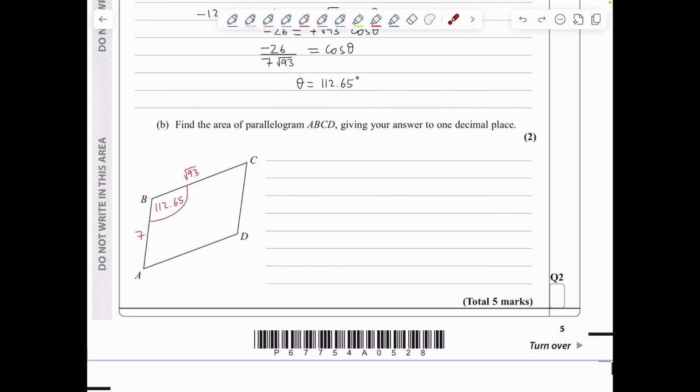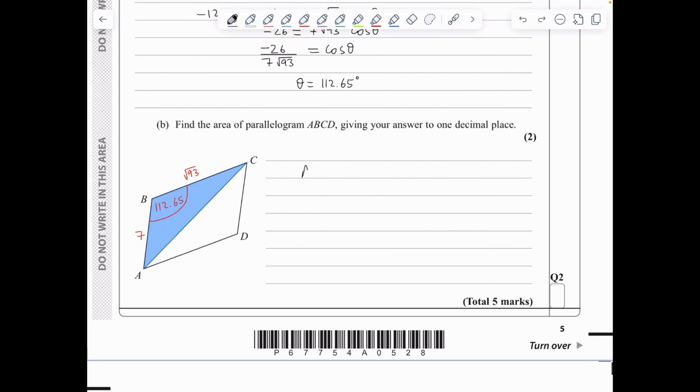We've got the magnitude of BC to be root 93. We've got the magnitude of BA to be 7. We've got the angle here, 112.65 degrees. I could draw the diagonal from A to C, and if I find the area of this triangle here, I just need to double it, and that will give me the area of the parallelogram.